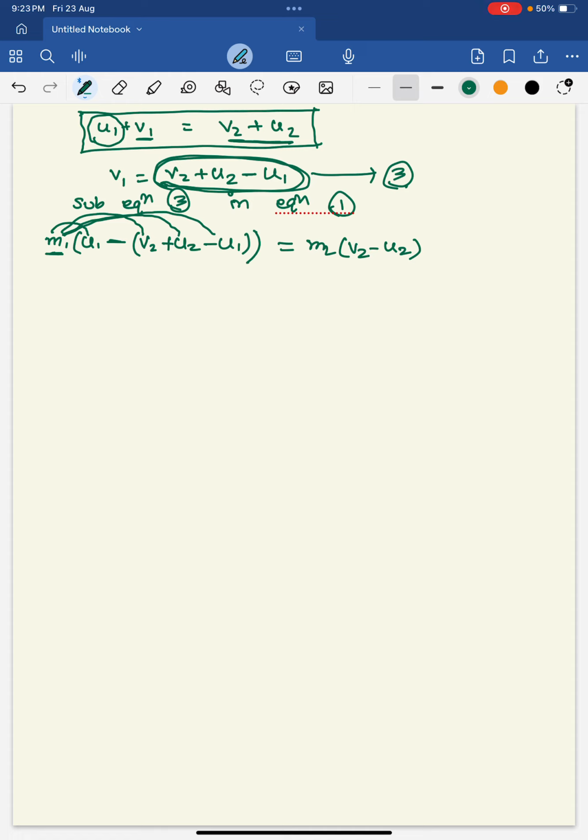Let's see, I'm going to expand this step. So first, M1 U1. Here minus will be there now. So minus M1 V2. Again, plus of minus is minus only, right? Next, M1 into U2, so minus M1 into U2. Then minus of minus is plus, so plus M1 into U1 is equal to, right side we have M2 V2 minus M2 U2.